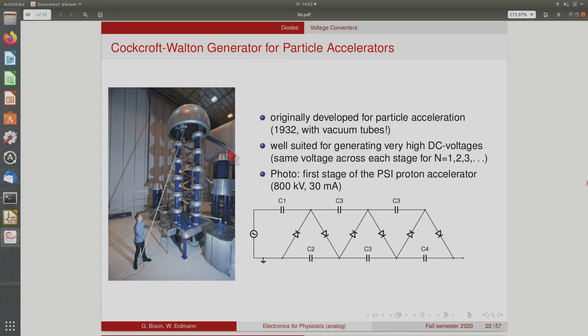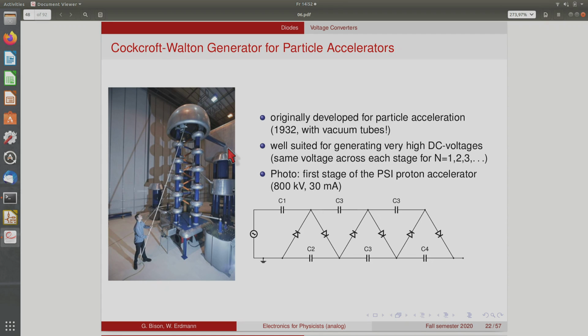And these are in fact still in use. So you will find them in normal devices. Whenever you have a high voltage supply, there's very likely to be a Cockcroft-Walton generator. Or when you buy these fly swatters, they probably also have that. But they're also still used for particle accelerators, which is what they were developed for in the 1930s, actually using vacuum tubes back then. They didn't have the diodes.